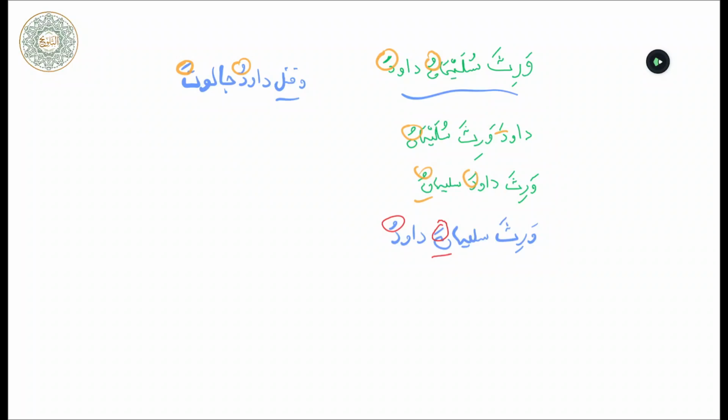If someone was to mistakenly read this, وَقَتَلَ دَاوُودَ جَالُوتُ, the entire meaning would flip. And this is why it's so important to understand the last haraka in the Arabic language. And this is what Nahu will teach you. When we say Nahu, it teaches you the endings, this is exactly what we're referring to.